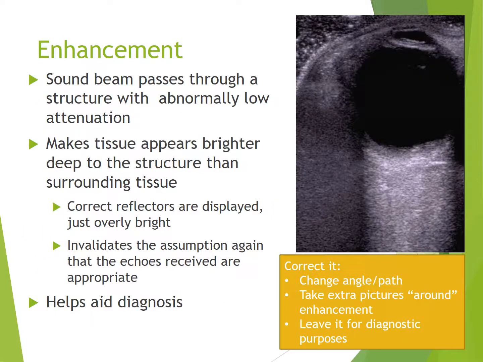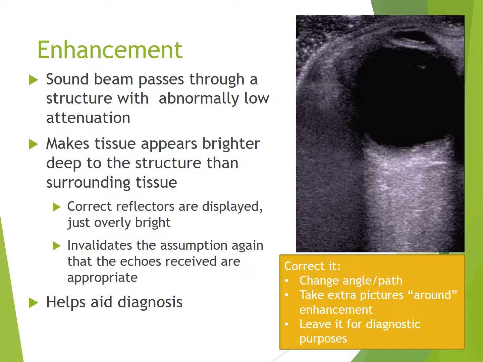Enhancement, on the other hand, though, is when sound beam passes through a structure with abnormally low attenuation. This is going to make tissue appear brighter deep to the structure than the surrounding tissue. We're going to see the correct structures behind these enhanced areas. They're just going to be displayed overly bright. Again, this is invalidating the assumption that echoes received are appropriate. Sometimes this is also helpful in diagnosis.